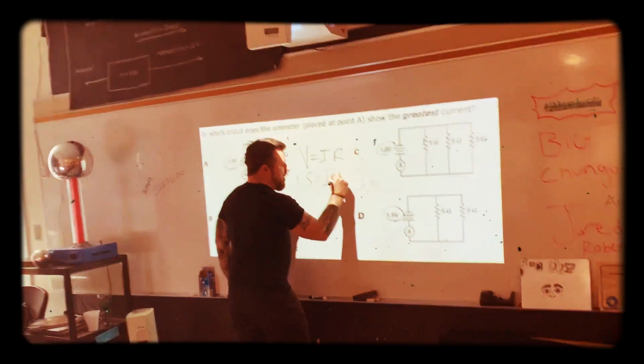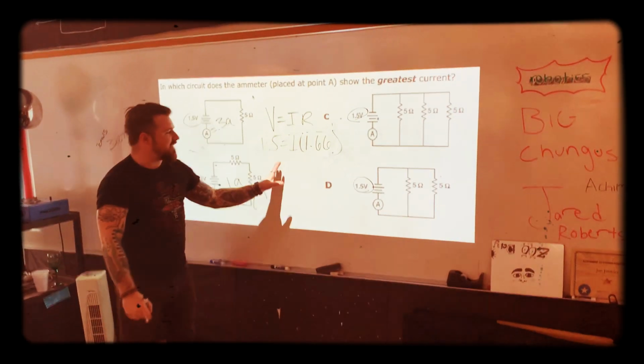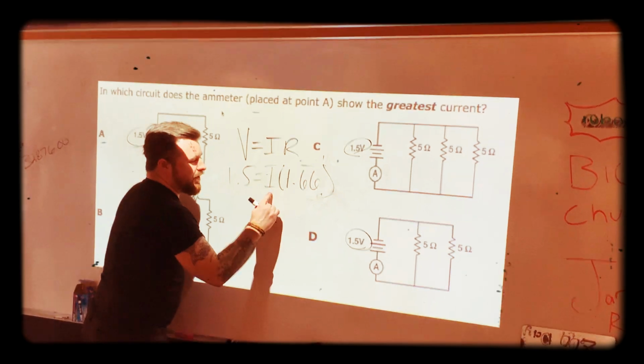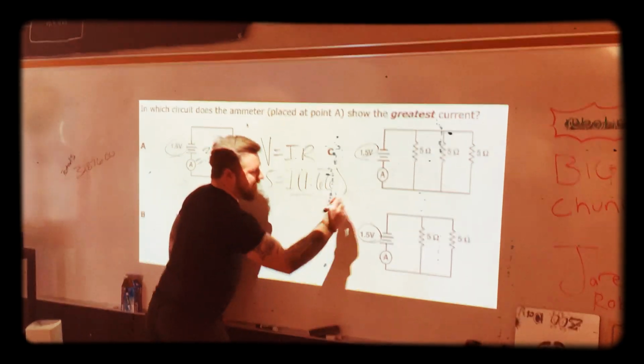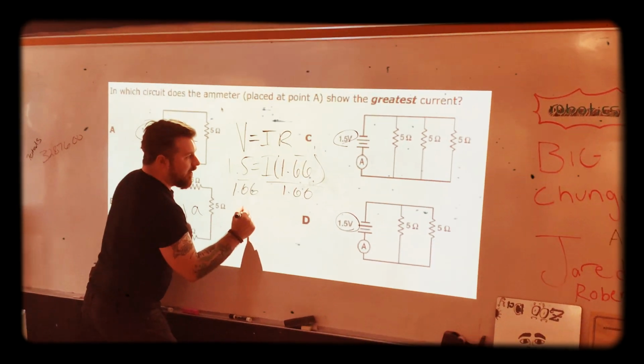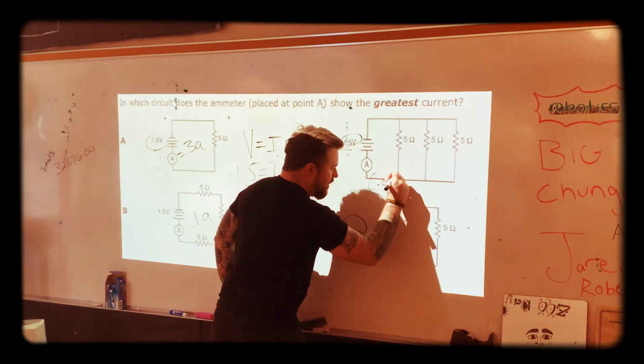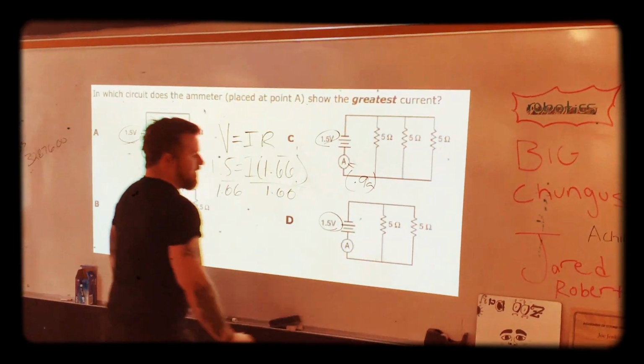Okay, so 1 and 2/3, 1.66 repeating. All right, so now let's solve this. 1.5 is equal to the current times 1.66. If I divide both sides by 1.66, it's what? 0.9, okay? The current is 0.9 amps.